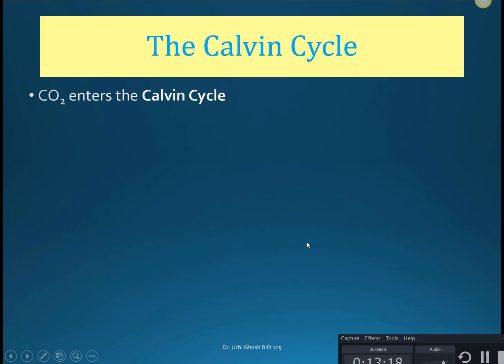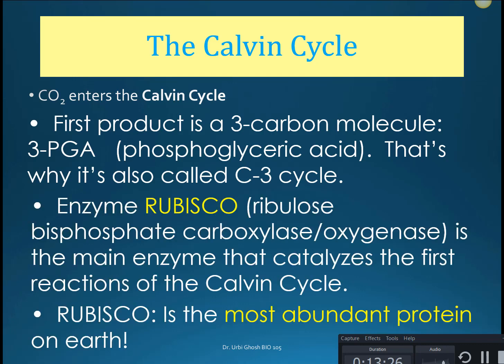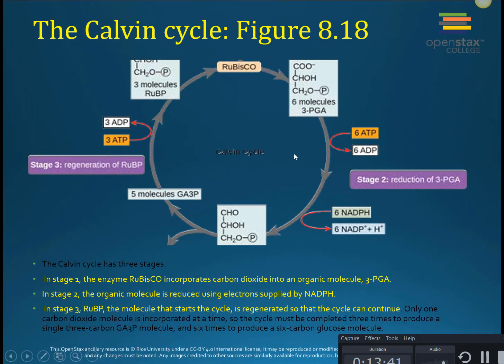So the Calvin cycle takes the CO2 and makes it into first phosphoglyceric acid, and it uses this enzyme called ribulose bisphosphate carboxylase, which is the most abundant protein on Earth and is regenerated back into the cycle after you have the molecule of glucose being made. So it does it through 3 stages where you have fixation of the carbon dioxide, reduction of the 3-PGA, and then regeneration of the Rubisco molecule.